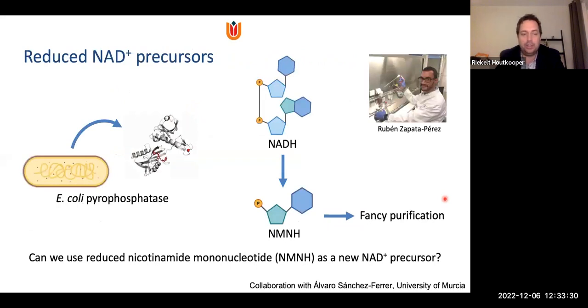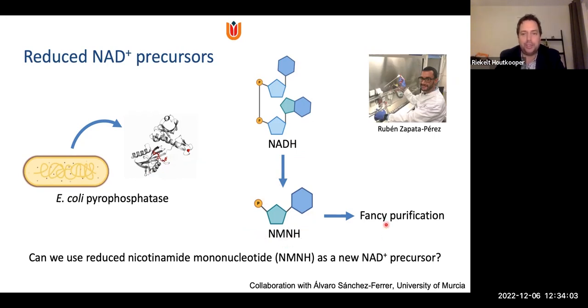And so this is when a postdoc approached me, he was a PhD student at the time, and joined our lab as a postdoc. Ruben Zapata Perez now leads his own group at the University of Murcia in Spain. He's an enzymologist, biochemist by training. He came up with this procedure of using NADH as a molecule and then incubating that with a pyrophosphatase from E. coli, generating NMNH, which is another NAD precursor.